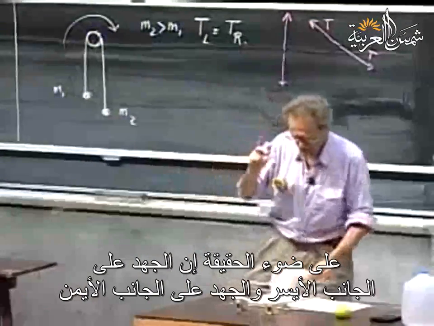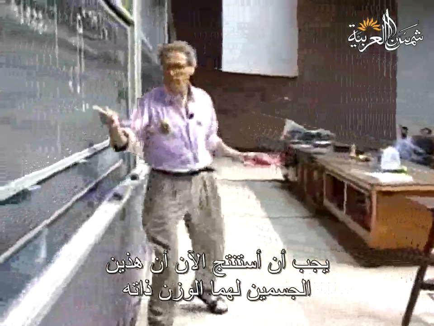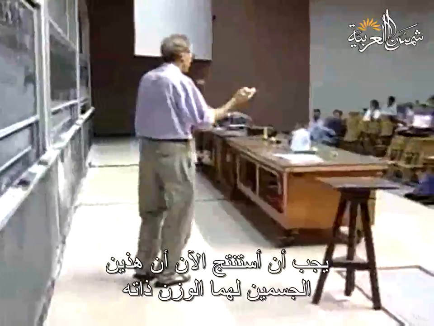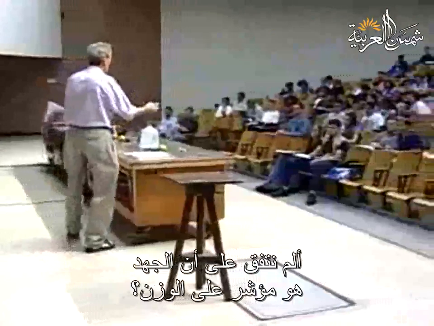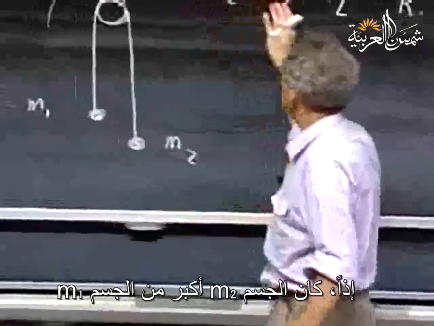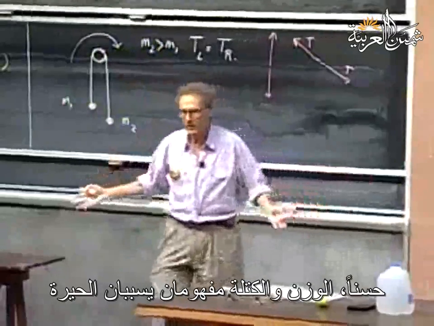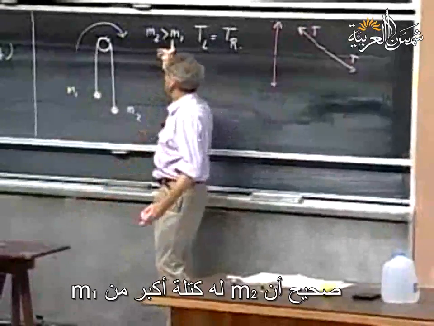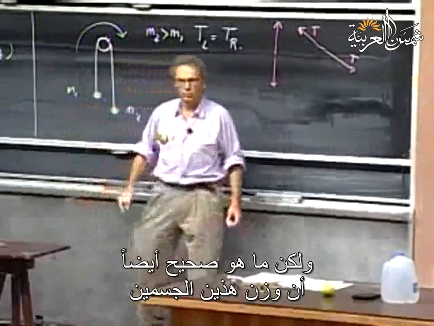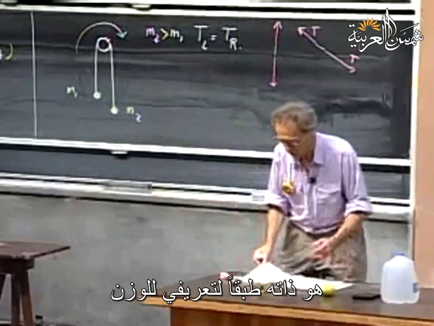Given the fact that the tension left and the tension right are the same, I must now conclude that these two objects have the same weight. Because didn't we agree that tension is an indication of weight? So these objects have now the same weight, and some people may say, oh, that's a lot of nonsense, you must be kidding, if M2 is larger than M1, this must have a larger weight than that. Well, they are confusing weight with mass. It is true that M2 is a larger mass than M1, but it's equally true that the weight of these two objects is now the same according to my definition of weight.